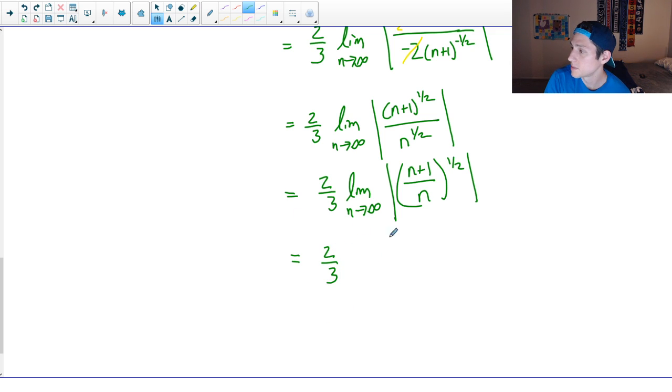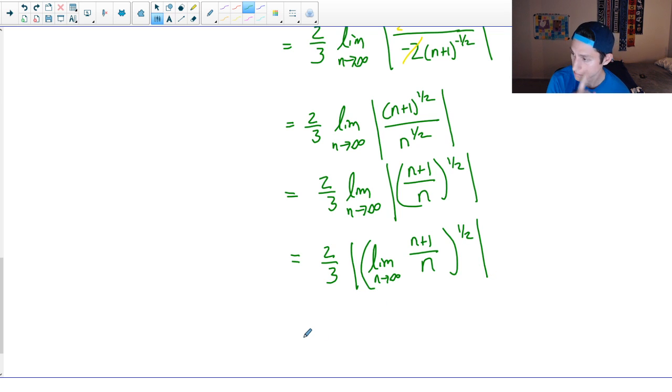And then properties of limits tell me that the absolute value and the 1/2 exponent I can bring outside the limit. So the limit as n goes to infinity of n plus 1 over n, to the 1/2 power.